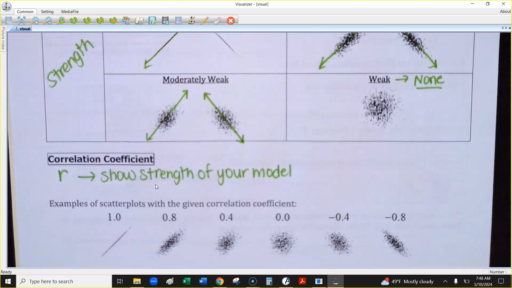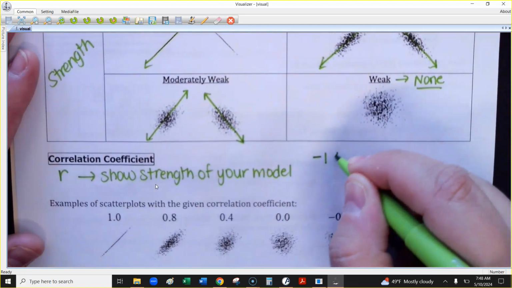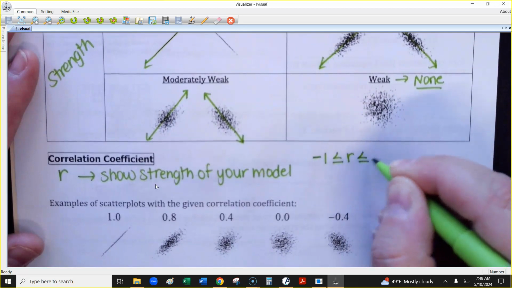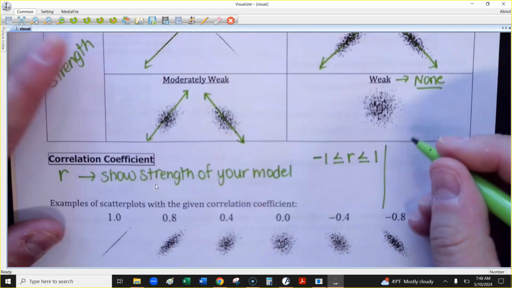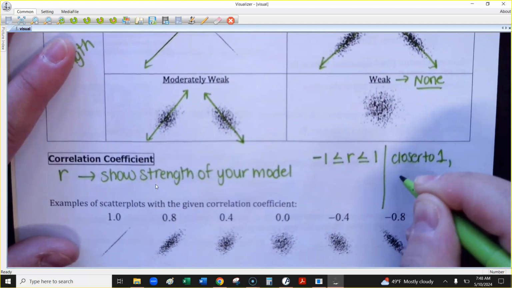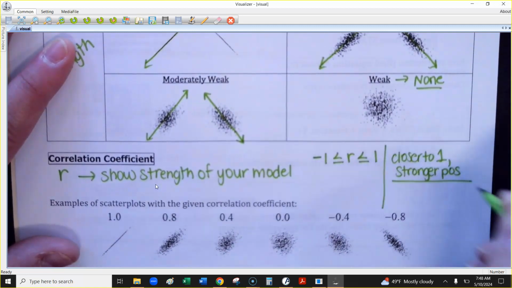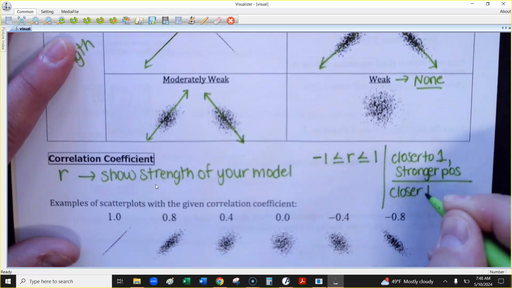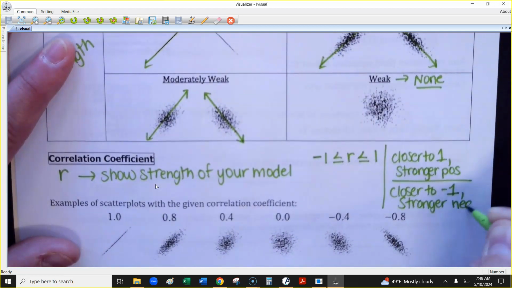Now, the thing that's a little bit weird about the R value, I'm going to write -1 is less than or equal to R is less than or equal to 1. So the R value, the correlation coefficient, can be any number between -1 and 1. Basically, the closer to 1, the stronger positive it will be, and closer to -1, the stronger negative the direction would be.